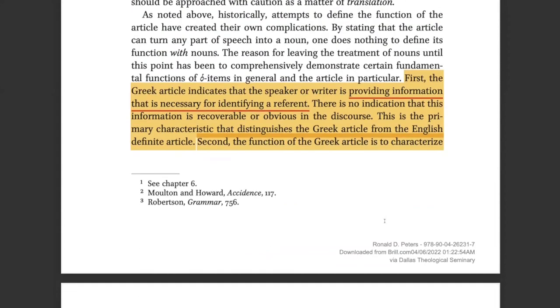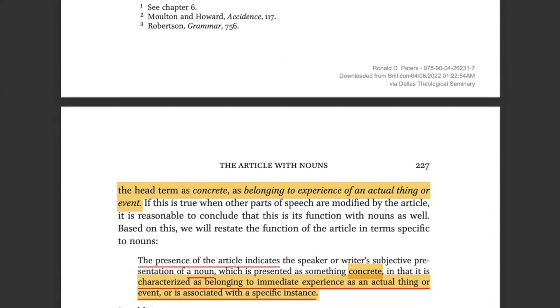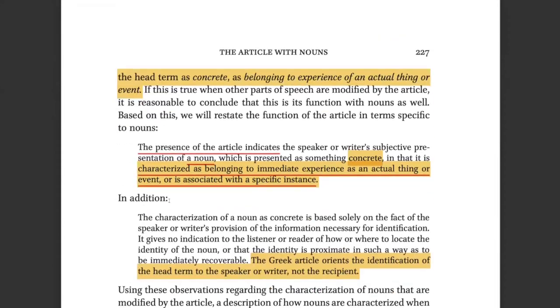Second, the function of the Greek article is to characterize the head term as concrete, which he defines as belonging to experience of an actual thing or event, as opposed to being purely conceptual or abstracted. If this is true when other parts of speech are modified by the article, it is reasonable to conclude that this is its function with nouns as well. Based on this, we will restate the function of the article in terms of how it relates to nouns. So here's what he says. The presence of the article indicates a noun is characterized as belonging to immediate experience as an actual thing or event, or is associated with a specific instance.